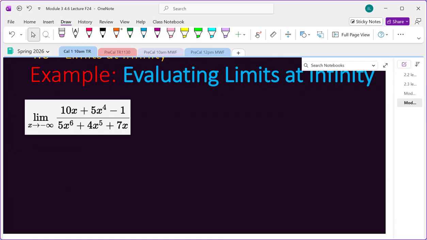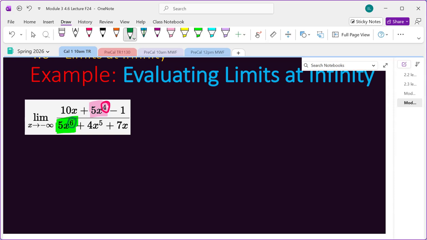So there's kind of two ways to go about this. One way is, especially when you're looking at polynomials, it really is about who's driving the bus. So on our top polynomial, who's our most powerful driver? Yep, the 5x to the fourth, because of the x to the fourth. Who's driving the bus on the bottom? Yep, 5x to the sixth, because of the sixth power.